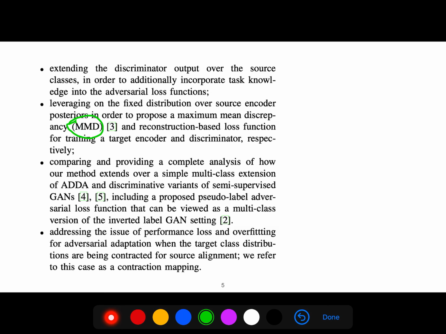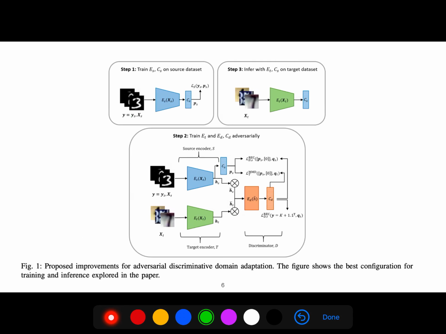Comparing and providing a complete analysis of how our method extends over the multi-class extension of ADDA and discriminative variants of semi-supervised GANs, including a proposed pseudo-label adversarial loss function that can be viewed as a multi-class version of the inverted label GAN setting.